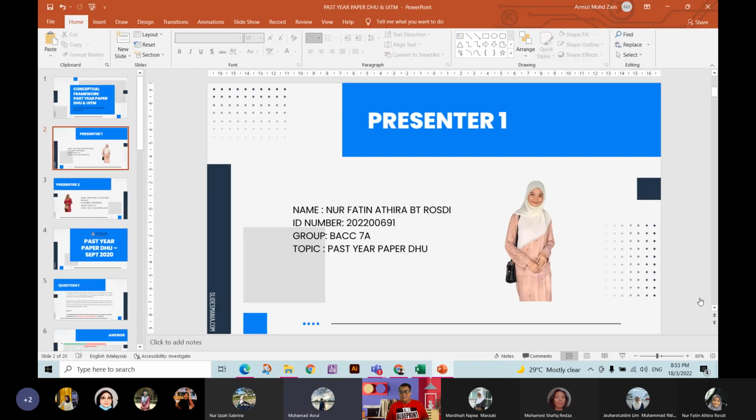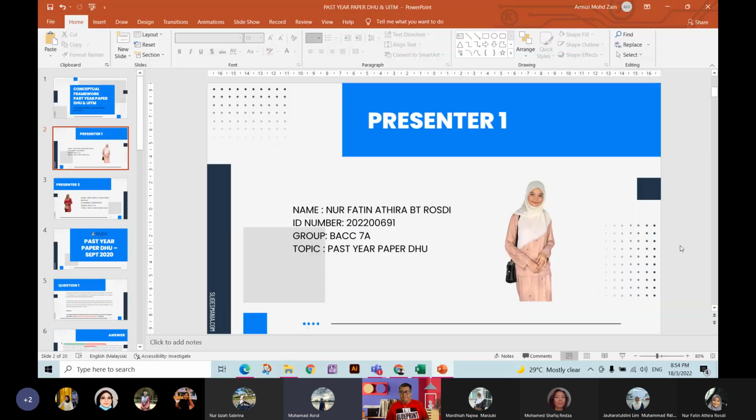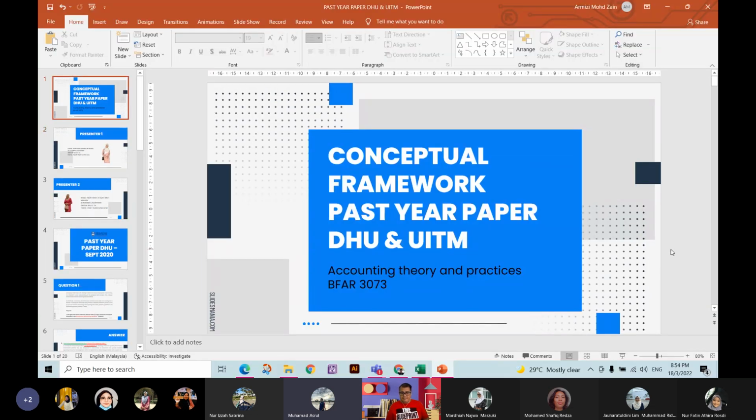Okay, saya Muhammad Asrul. Saya ada soalan untuk, saya rasa untuk Fatih Atirah kot, dalam dia punya jawapan tadi dia ada mention MASB. So saya punya soalan, what is the primary role of MASB?